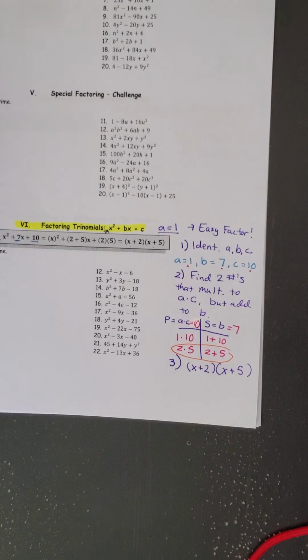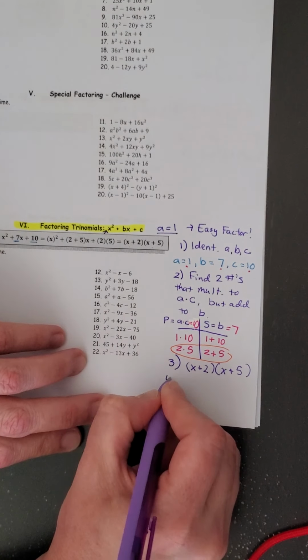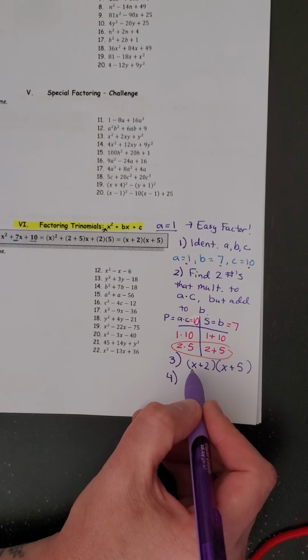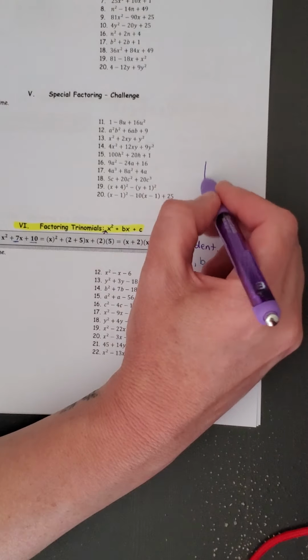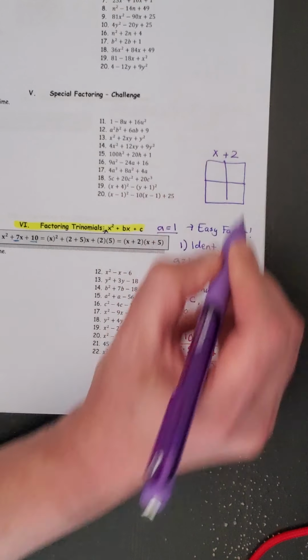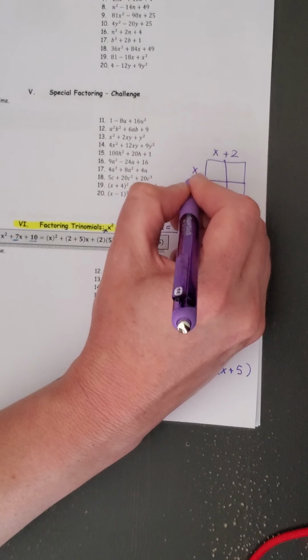And then the last step, the one that if you're struggling with factoring, you need to be doing: you're going to multiply these back. You're going to multiply using a little generic rectangle. So I'm going to do it up here. I'm multiplying x plus 2 times x plus 5.